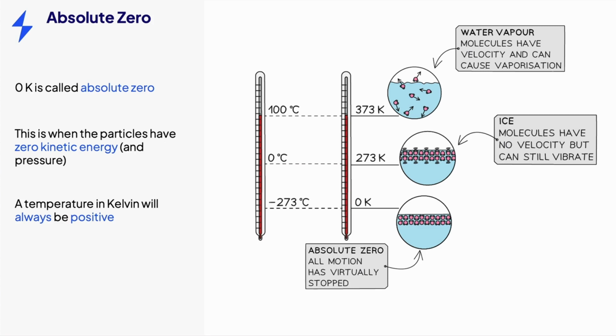Nothing can have a temperature below absolute zero. This means the temperature in Kelvin will always be positive. You cannot, for example, have minus 2 Kelvin. Therefore, always check whether your answer in kelvins is positive. If it is a negative value, you must correct your error in your calculation.